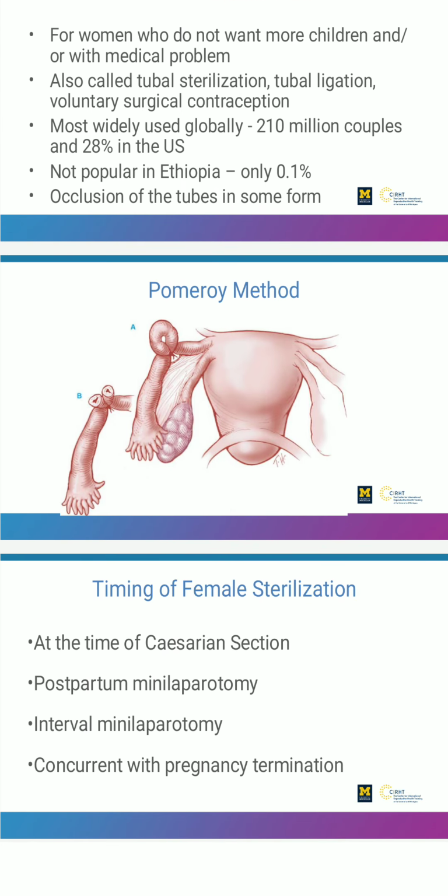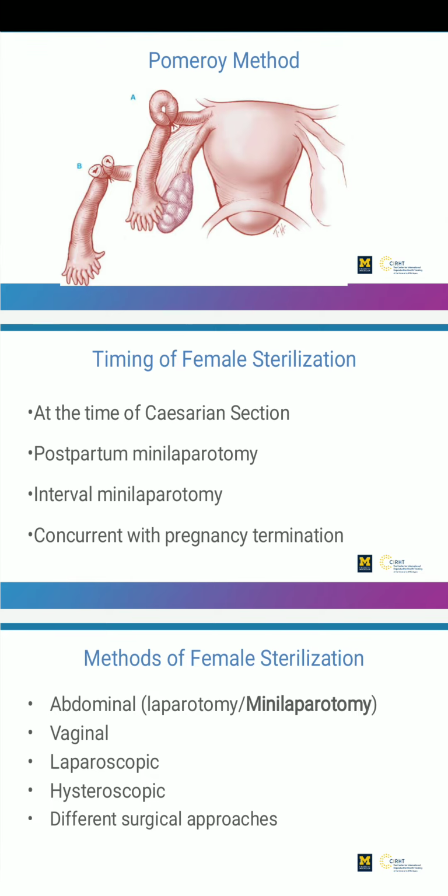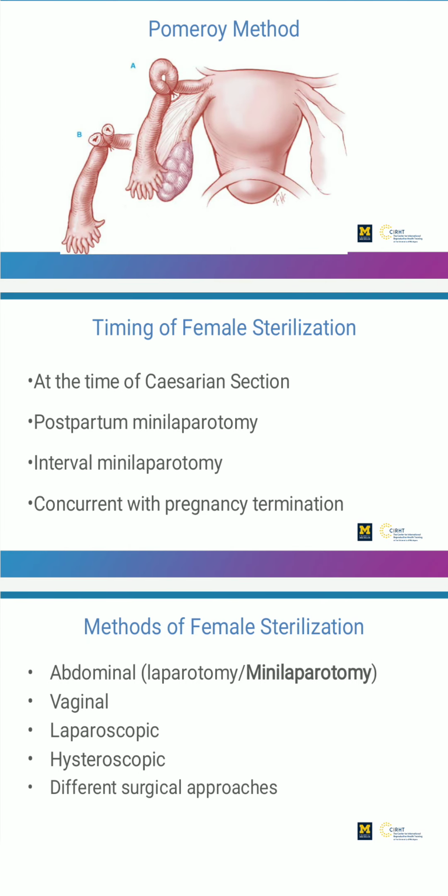You can see the methods. Timing of female sterilization: at the time of cesarean section, postpartum mini-laparotomy, interval mini-laparotomy, and concurrent with pregnancy termination.